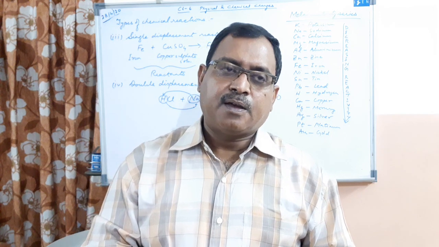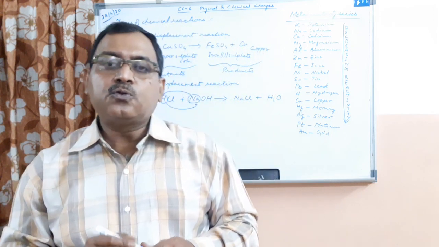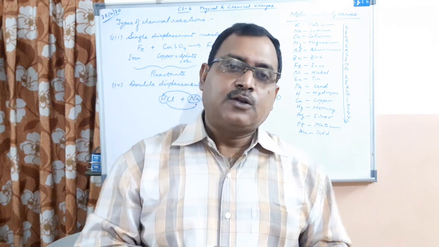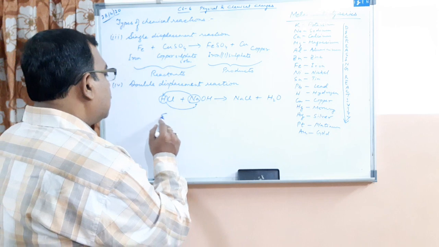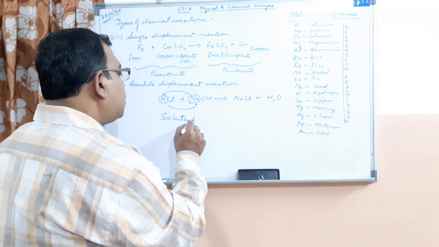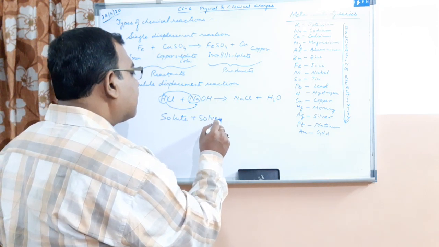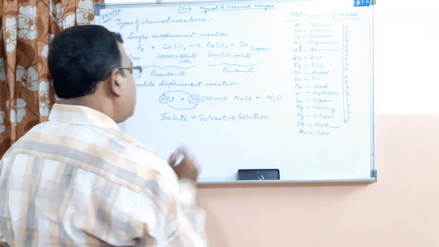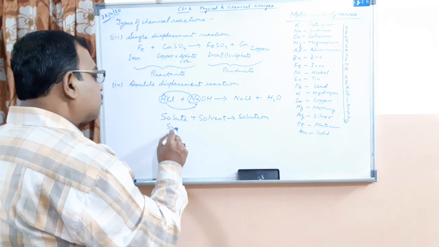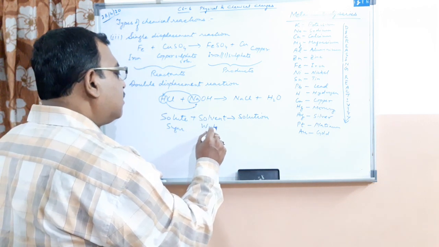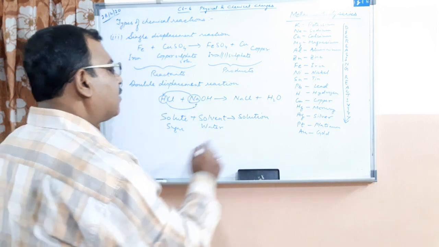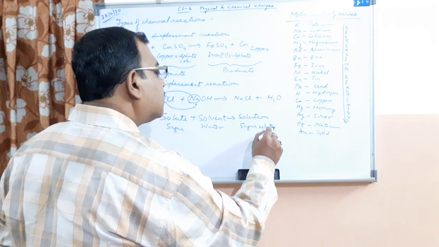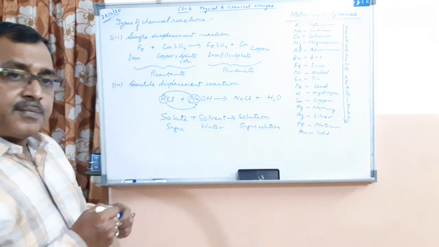Clear, children? So here I have used two terms. One is called as solute and another is called as solvent. So remember, simply, solute plus solvent gives solution. So supposing here I have added sugar, so sugar is the solute, I have added water, so water is the solvent, and we get sugar solution. Clear? Remember.